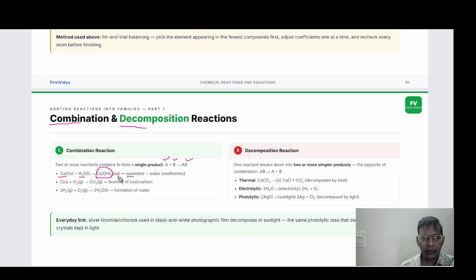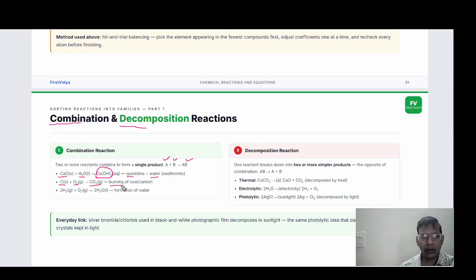So quicklime and water. This is an exothermic reaction, meaning CaO and H2O, both these things are combining to form Ca(OH)2. So this is an exothermic reaction. This is a combination reaction, right? A plus B, here A and B, making AB. Then similarly, carbon in solid form with oxygen creates CO2.